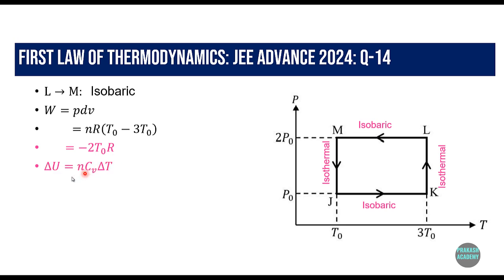What is the change in internal energy in this process? That is n CV dT. That is 1 times 3 by 2 R and delta T is minus 2 T naught. So this 2 and this 2 cancel out. So this becomes minus 3 R T naught.